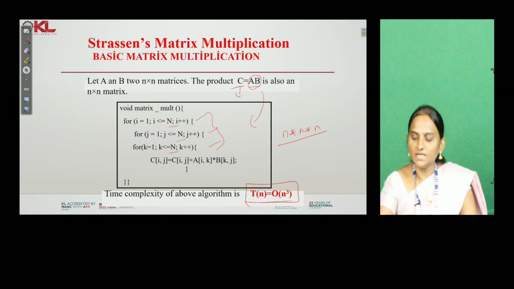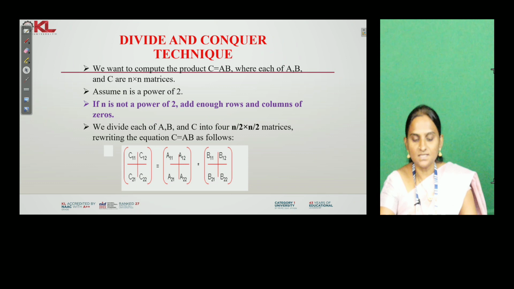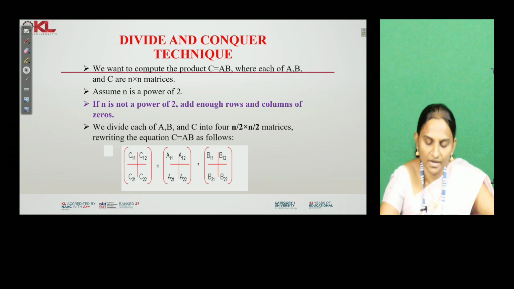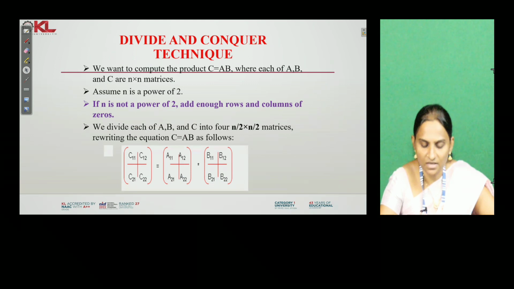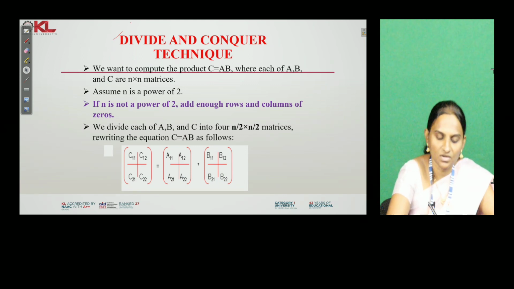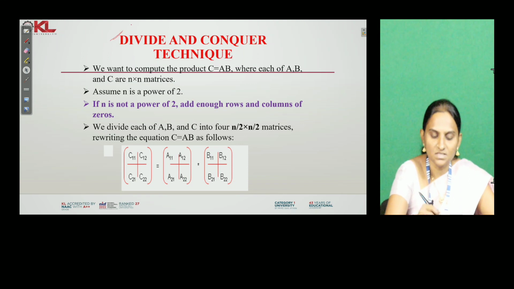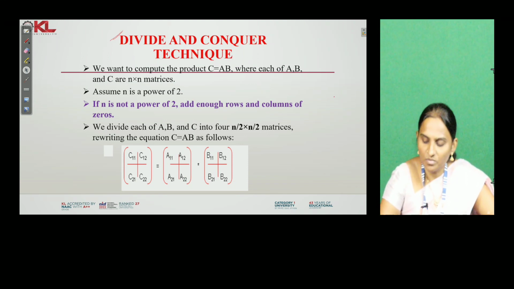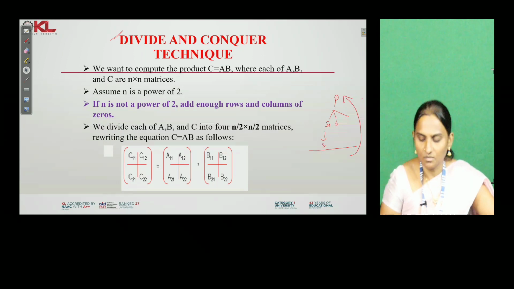So next one, using divide and conquer. Strassen's matrix multiplication follows the divide and conquer strategy. Before seeing Strassen's matrix multiplication, first I will explain the divide and conquer strategy. So what is the divide and conquer strategy? If the problem is large, then it will be divided into smaller sub problems and each sub problem is solved independently, and we combine all the solutions, then we get the main problem solution. This is called the divide and conquer strategy.